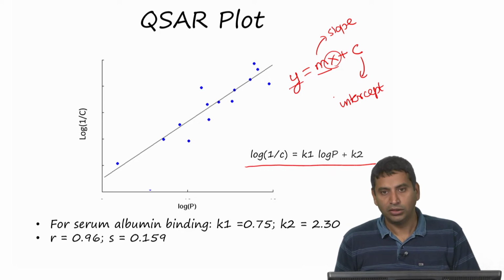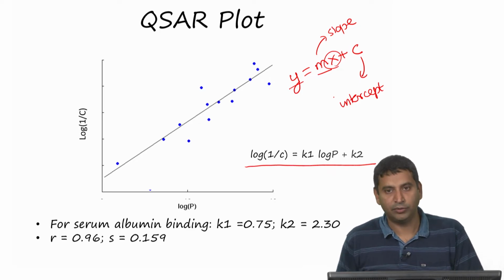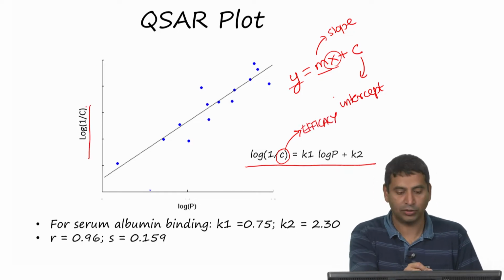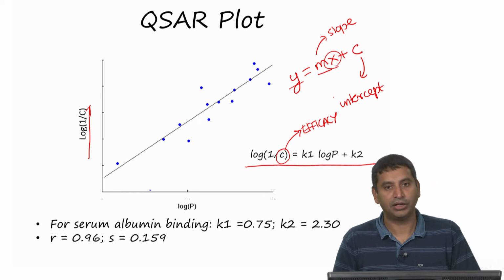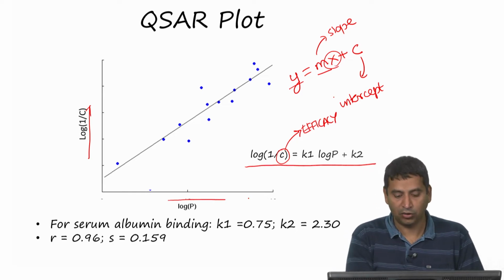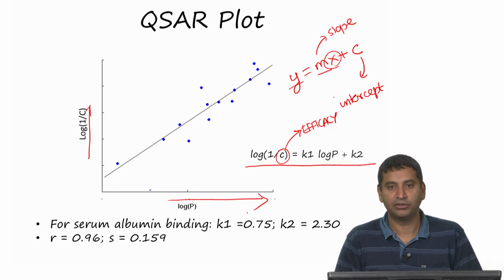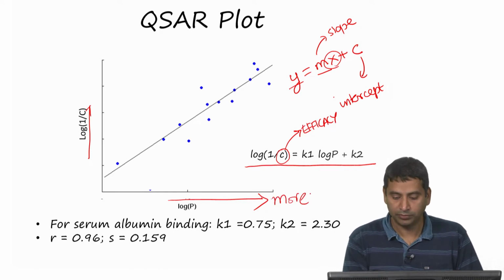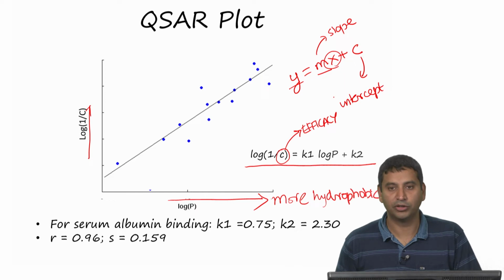Now, if I translate this to the equation written below, C is the efficacy of the molecule, and log of 1 by C on the y axis gives me the increasing value here, and similarly log P goes up, as you can see here from left to right, and the higher the log P value, the more hydrophobic the molecule is, right.